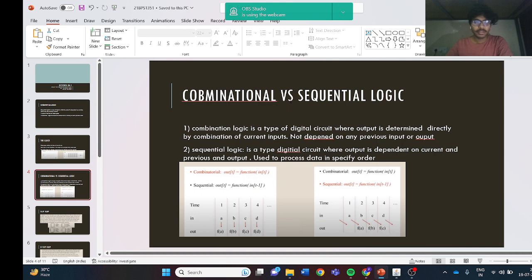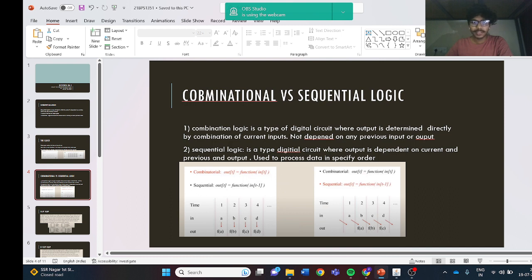Combinational and sequential logic. Combinational logic is a type of digital circuit where output is determined directly by the combination of current inputs, and it doesn't depend on the previous inputs or outputs. Sequential logic is a type of digital circuit where output is dependent on previous outputs and inputs. It is used to process data in a specific order.